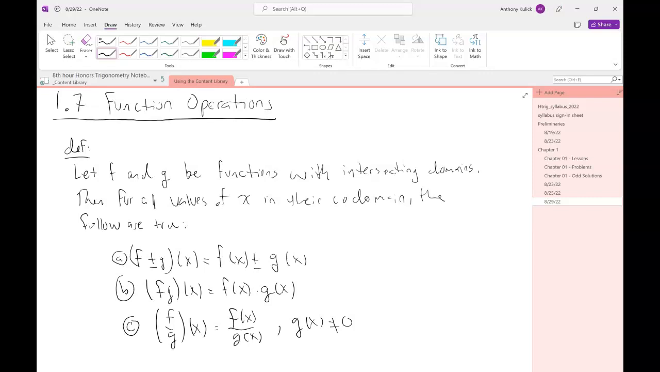So let f and g be functions with intersecting domains. Then, for all values of x in their codomain, the following are true. (f plus or minus g)(x) is equal to f(x) plus or minus g(x). Notice the plus or minus there: if you want to add them, then you add them; if you want to subtract them, you subtract them, right? I'm just combining two formulas into one. (f times g)(x) is f(x) times g(x). And (f divided by g)(x) is equal to f(x) divided by g(x), provided g(x) is non-zero.